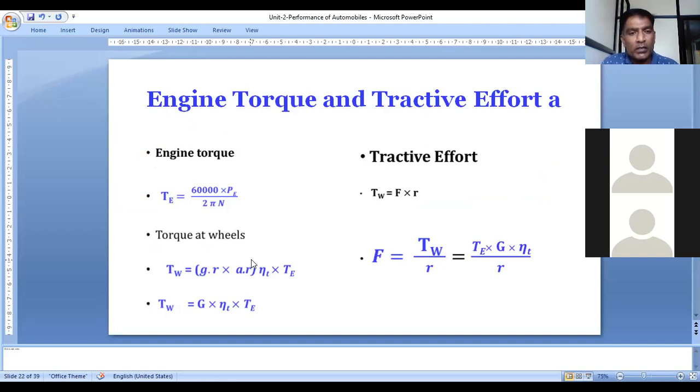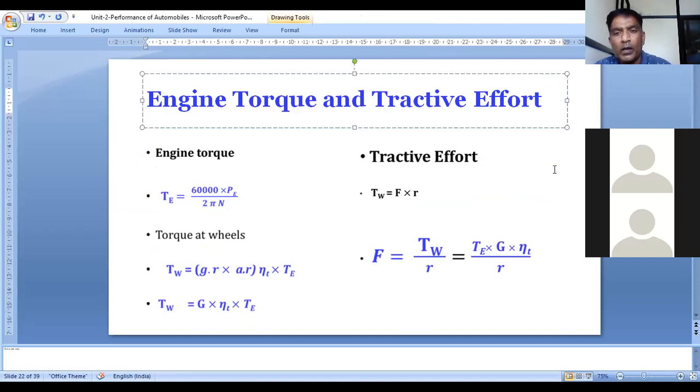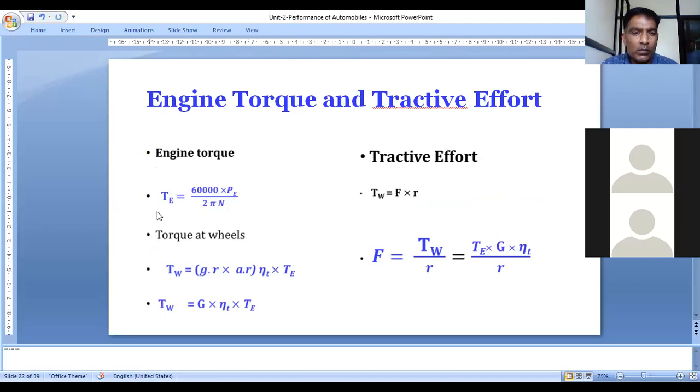Then we are going to check what is the relation between engine torque and the tractive effort, so that we'll get one equation to calculate the tractive effort. So engine torque, this is the basic formula you studied in 12th. The engine torque T is equal to 60,000 into engine power divided by 2 pi n. So actually power is equal to 2 pi nT divided by 60. Based on that we got this formula.